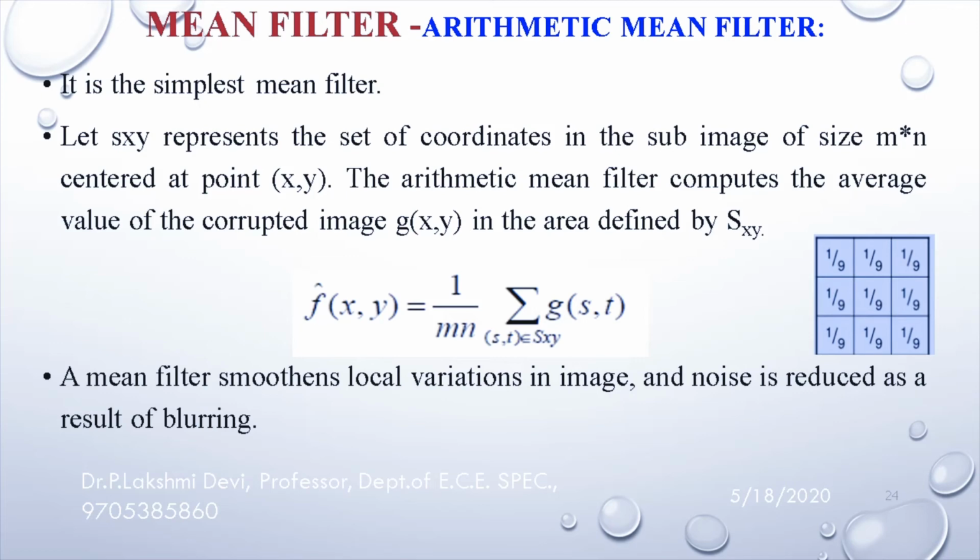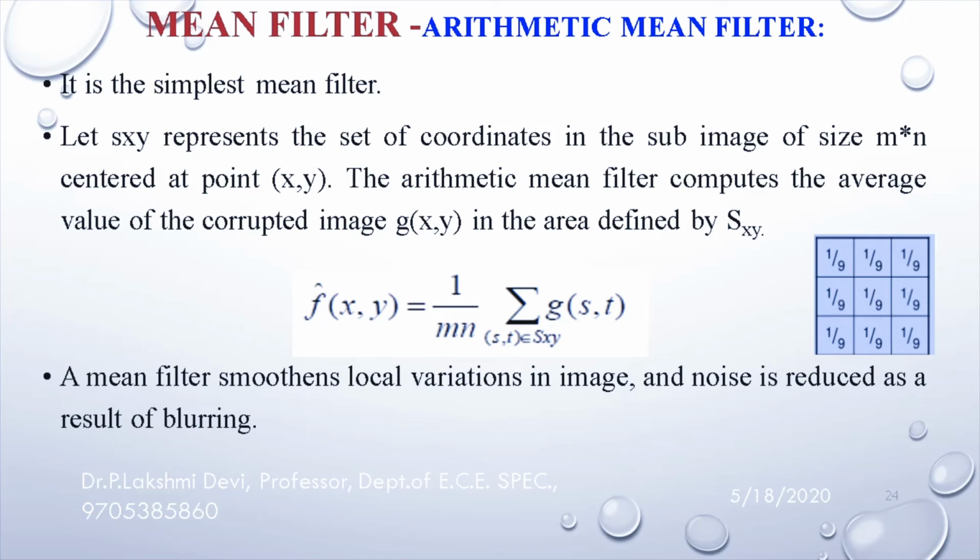Like mean filters. What are the different types of mean filters we have? Arithmetic mean filters, geometric mean filters, harmonic mean filters, contra harmonic mean filters. These categories were already given in the first introduction of the restoration hierarchy. So first let us see the arithmetic mean filter. It is the simplest mean filter, and how are we performing this filtering operation on the original image? Here I can explain clearly.